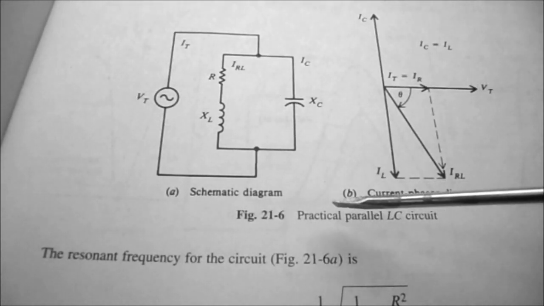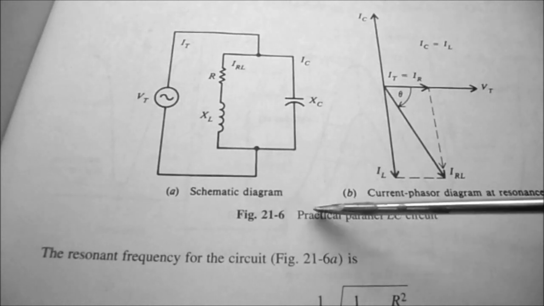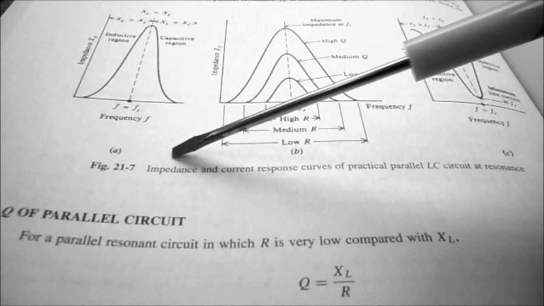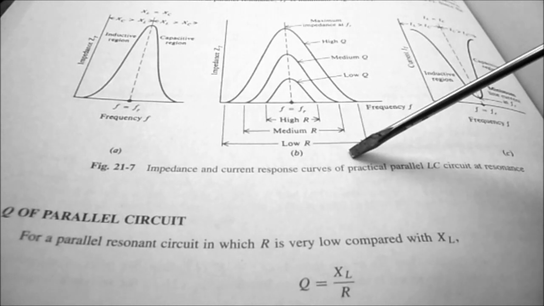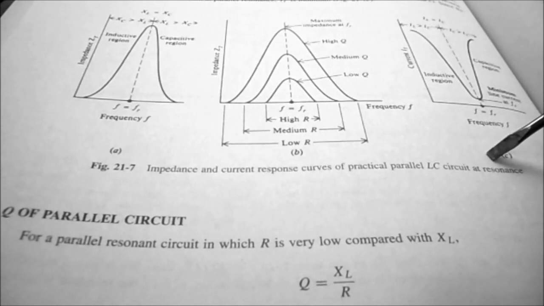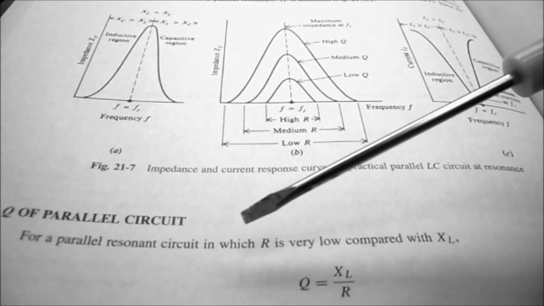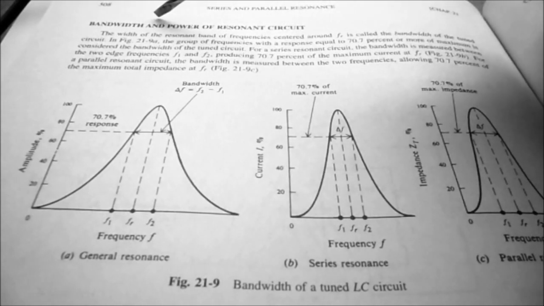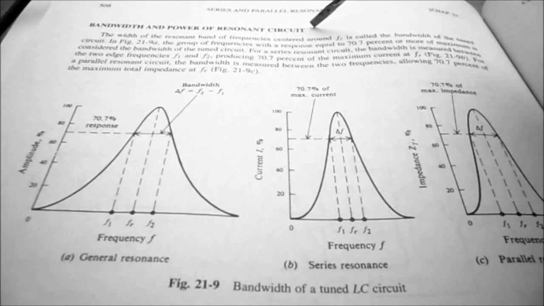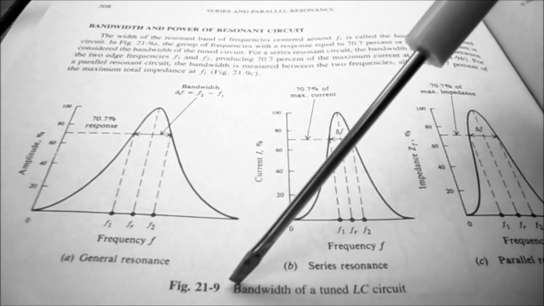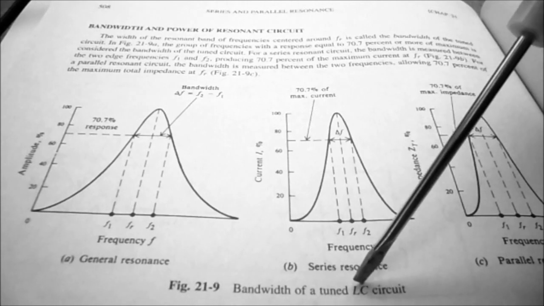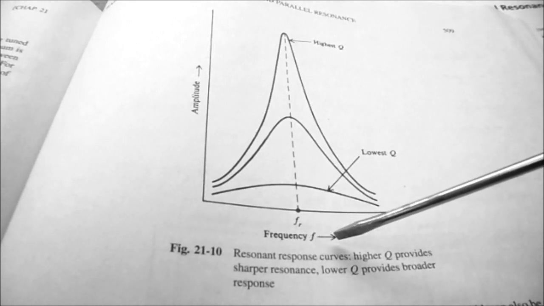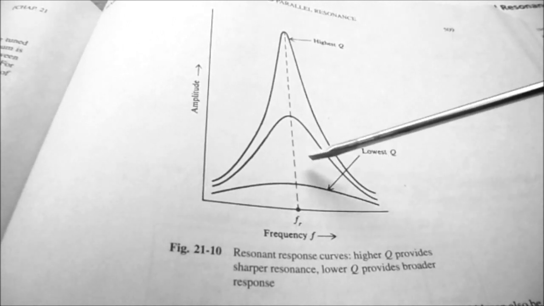They do talk about practical parallel LC circuits in Figure 21-6. In Figure 21-7, they give us impedance and current response curves of practical parallel LC circuits at resonance. And they do talk about Q of the parallel circuit. They also have a nice section on bandwidth and power of resonant circuits. And Figure 21-9 talks about bandwidth of a tuned LC circuit. And Figure 21-10 shows us the resonant response curves for higher and lower Q values.